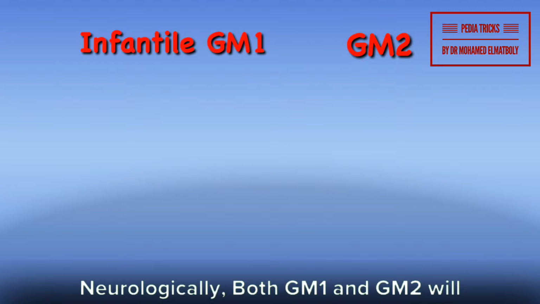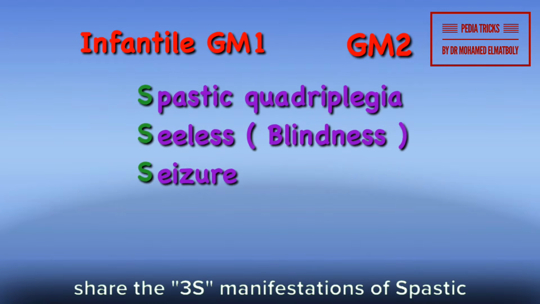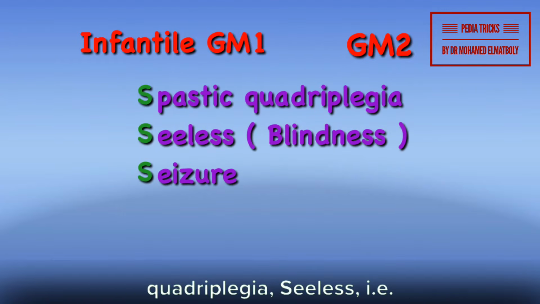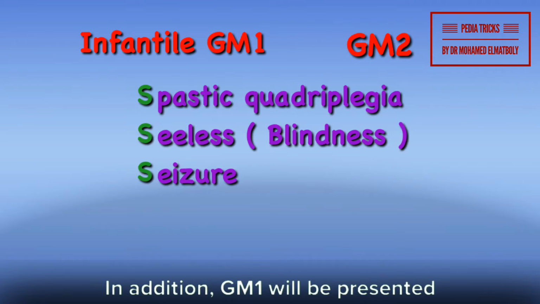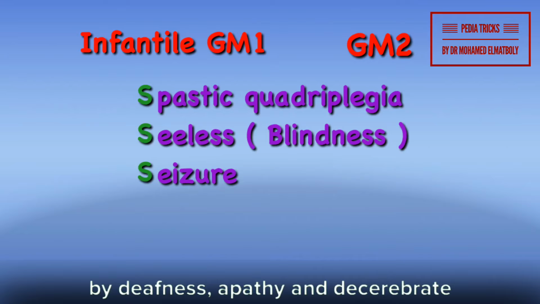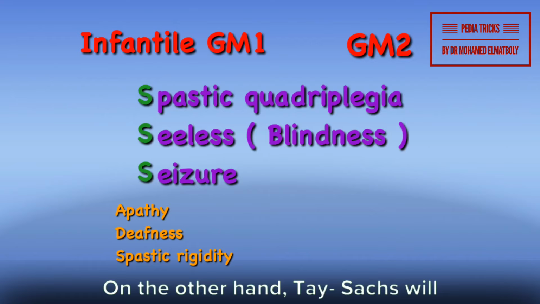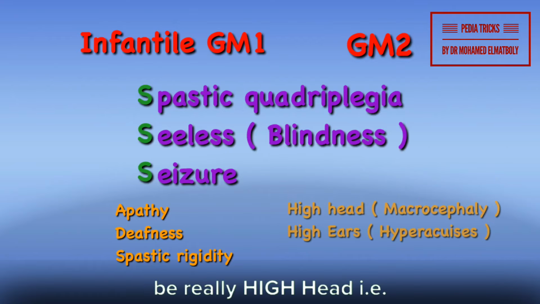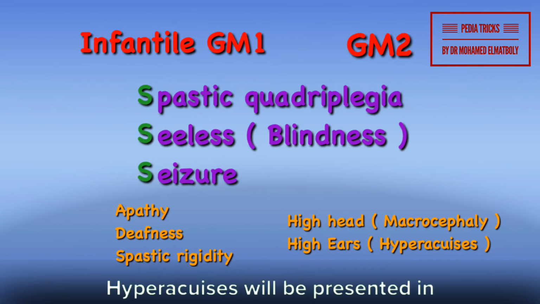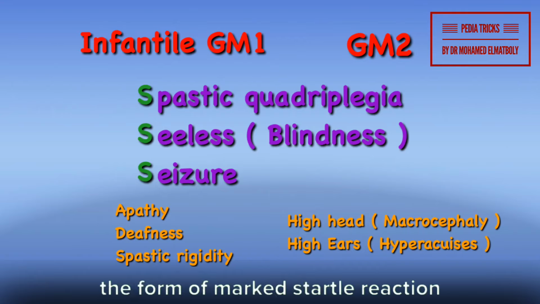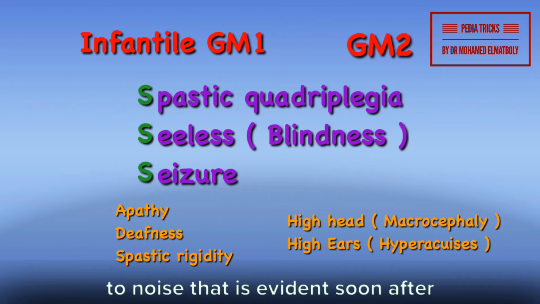Neurologically, both GM1 and GM2 will share the 3S manifestations of spastic quadriplegia, CLS, that is blindness and generalized seizures. In addition, GM1 will be presented by deafness, apathy and decerebrate rigidity. On the other hand, Tay-Sachs will be really high head, that is macrocephaly, and high ears, that is hyperacusis. Hyperacusis will be presented in the form of marked startle reaction to noise that is evident soon after birth.